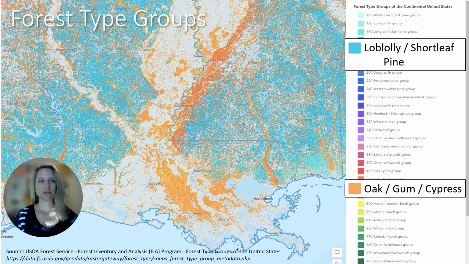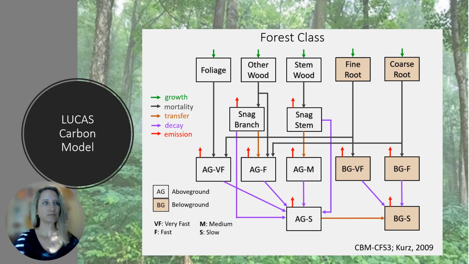To provide finer resolution within the forested ecosystem classes, we also use the FIA data set to provide 28 or 29, I think 28 different forest type groups across the U.S. And for wetlands, this is primarily dominated by just 1 or 2 forest types, mainly the oak gum cypress forest type. So that was the landscape part of the model.